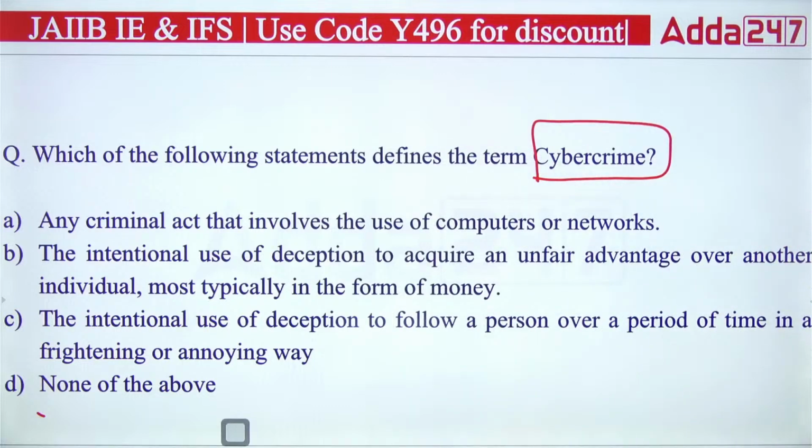First is saying any criminal act that involves the use of computers or networks. Second, the intentional use of deception to acquire an unfair advantage over another individual, most typically in the form of money. Third, the intentional use of deception to follow a person over a period of time in a threatening or annoying way. And fourth, none of the above. So what do you think, which of the following statements defines the term cyber crime?